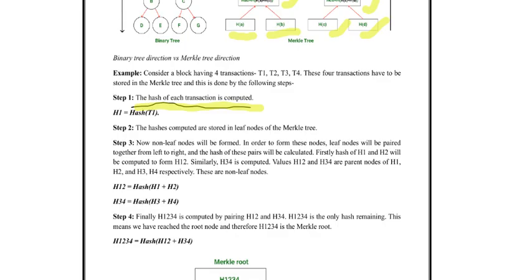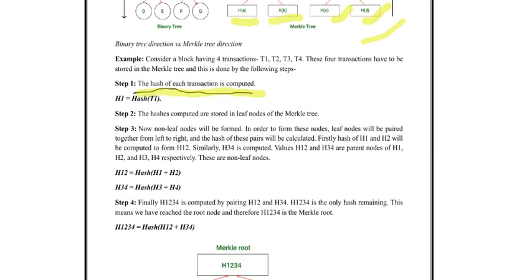Now step 3, non-leaf nodes will be formed. In order to form these nodes, leaf nodes will be paired together from left to right, and the hash of each pair will be calculated. Firstly, the hash of h1 plus h2 will be computed, as we have already discussed. I have shown you, the same thing has been written here. So h12, that is the hash of h1 plus h2, has been joined together, and h34, from h3 plus h4, is joined together again. So finally we have this structure.